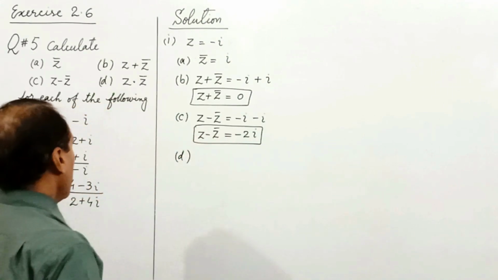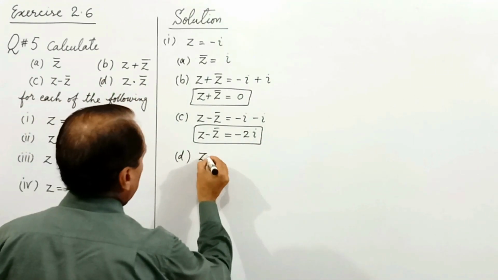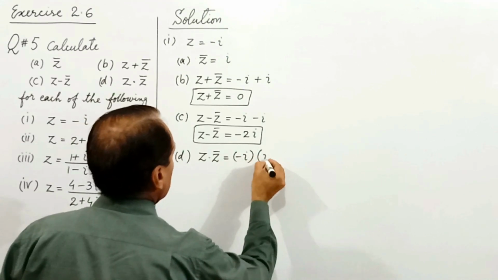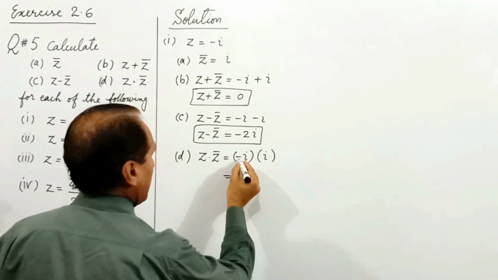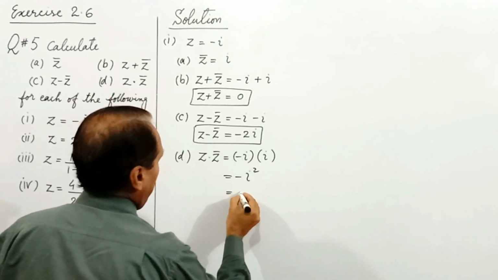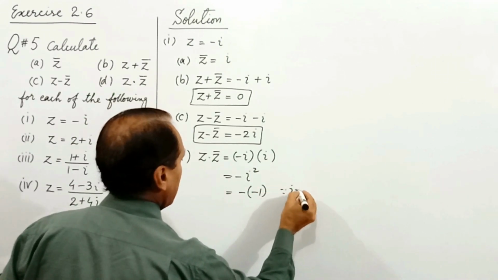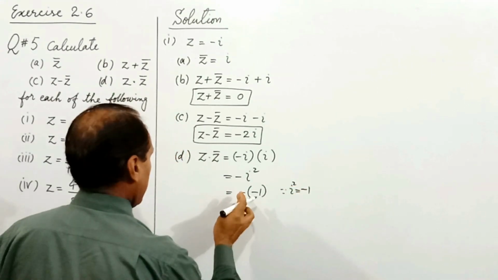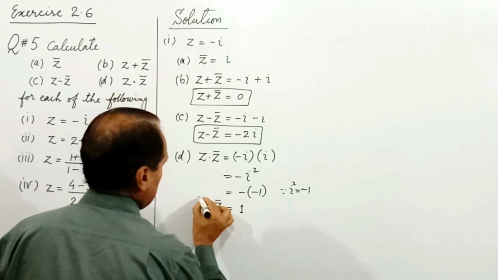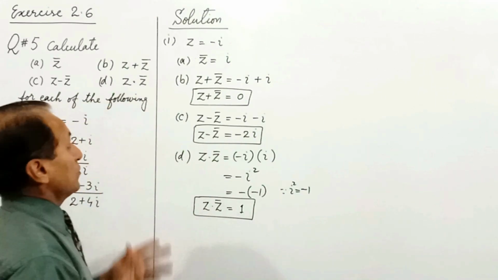Part D. In part D, we are required to find the product. So how do we find the product of the complex conjugate? Simple. We put the values, minus iota into iota. What we get over here, minus, iota into iota, will become iota square, minus. Put the value of iota square, that is minus 1. Already we know that iota square is equal to minus 1. Minus into minus equal to plus 1. So the product of the complex conjugate over here is equal to 1. And that's it for part 1.